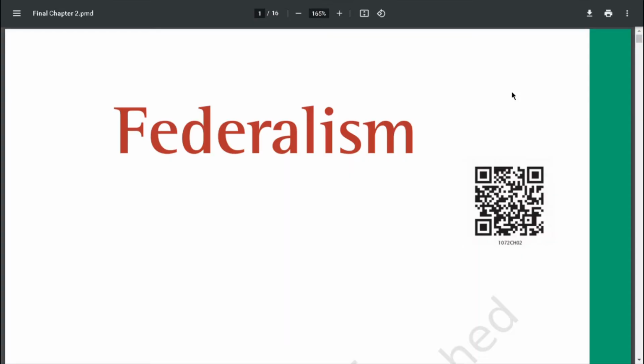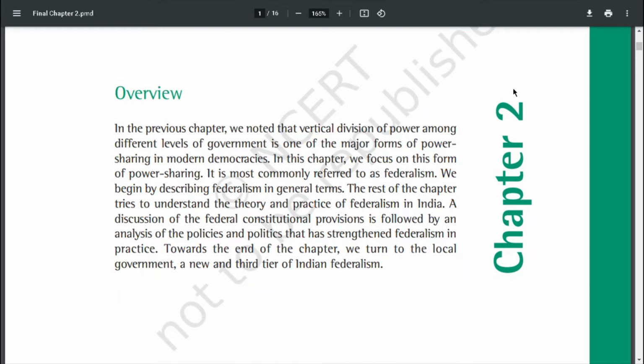Chapter 2 Federalism. Overview. In the previous chapter, we noticed that vertical division of power among different levels of government is one of the major forms of power sharing in modern democracies. In this chapter, we focus on this form of power sharing. It is most commonly referred to as federalism. We begin by describing federalism in general terms. The rest of the chapter tries to understand the theory and practice of federalism in India.